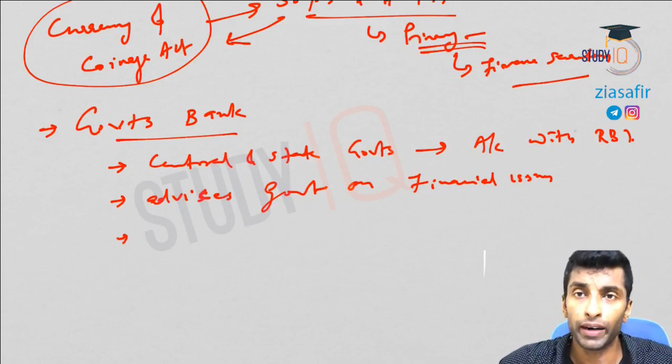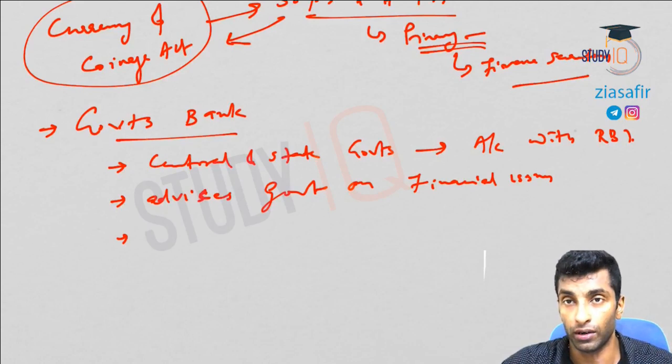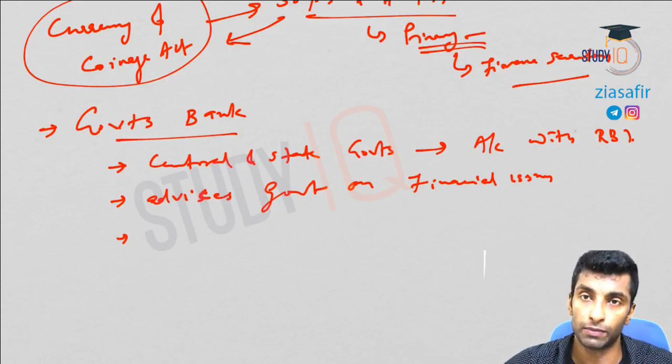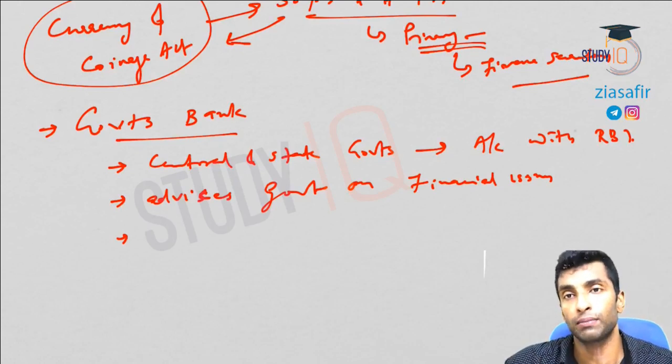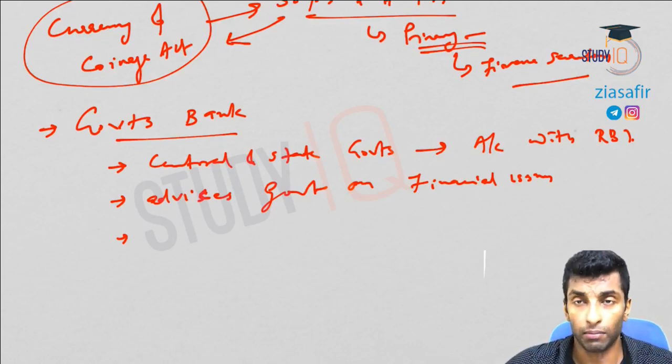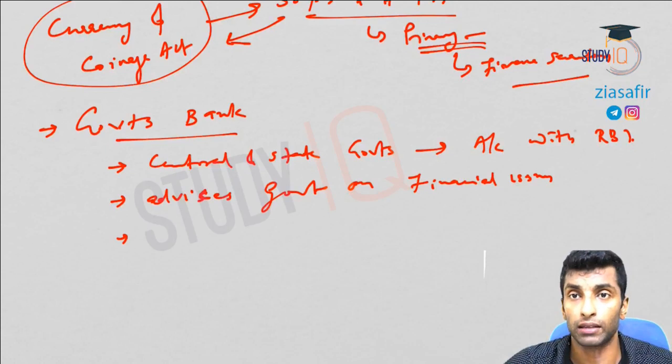Now it lends to government. We have already told you in case of revenue deficits and all, RBI lent to government, or to meet some expenditure crisis also RBI lent to government. And RBI also manages the borrowing program of government. How to manage the borrowing program? By selling bonds and by buying back the bonds, and all those things are actually done by RBI.